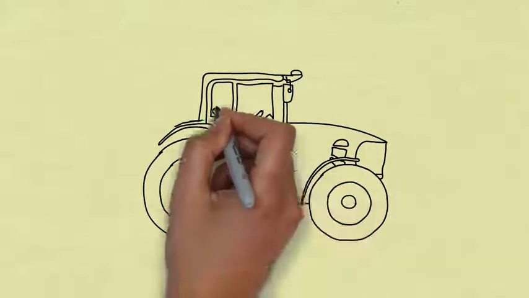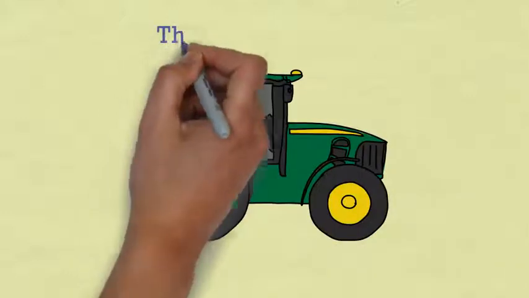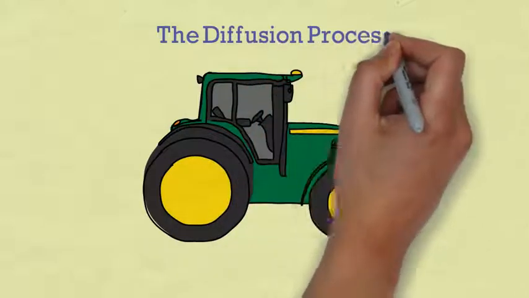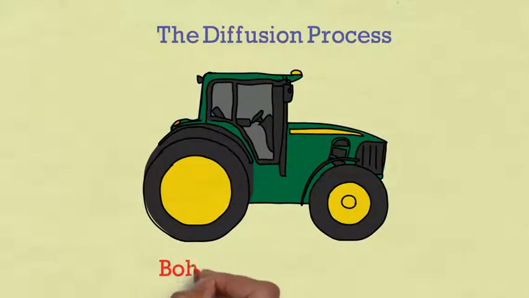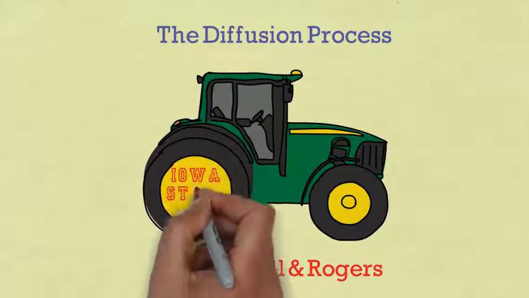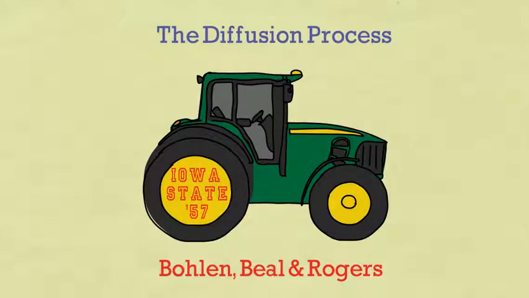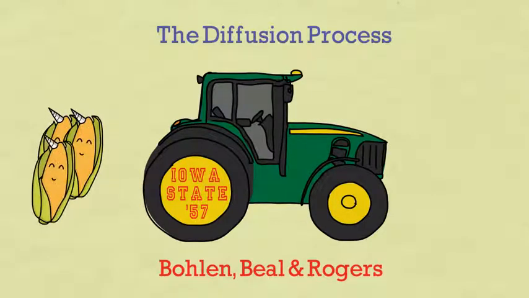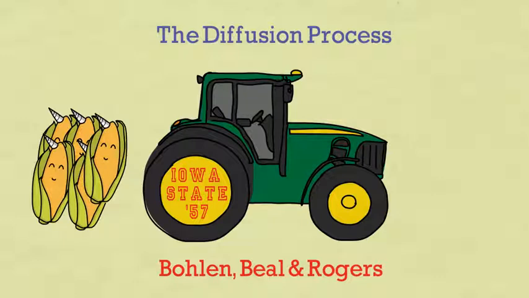groups. The technology adoption lifecycle model evolved from an earlier model called the Diffusion Process. This was originally published in 1957 by Bohlen, Beal and Rogers at Iowa State University and was specifically devised in relation to agriculture and home economics. The original purpose was to track and understand the purchase patterns of hybrid seed corn by farmers.